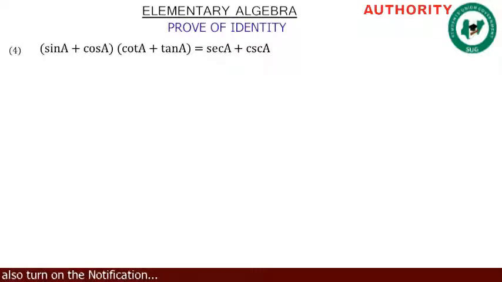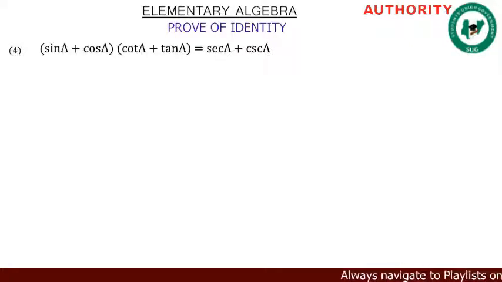All right, let's take the last one, which is (sine a plus cos a) times (cot a plus tan a) is equal to sec a plus cosec a. Now let's go. Working with the left hand side, we have two brackets. Let's multiply these two brackets.